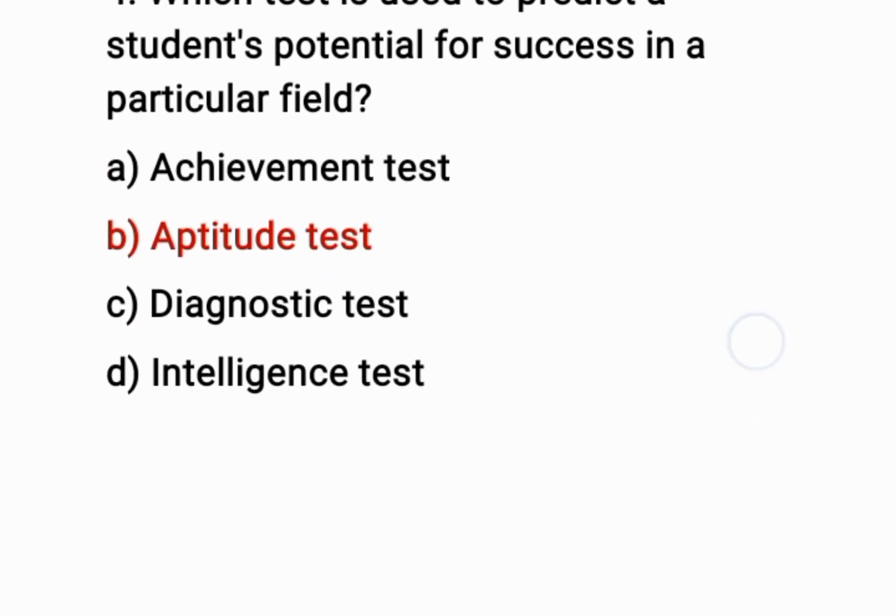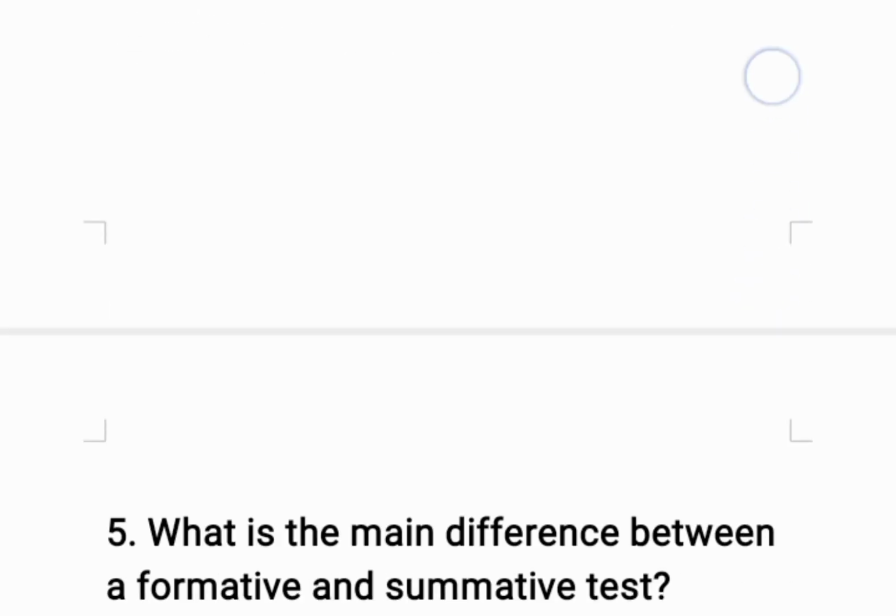Okay, question number 4. Which test is used to predict a student potential for success in a particular field? The correct option is B. Aptitude test is used to predict a student's potential for future success in particular field.